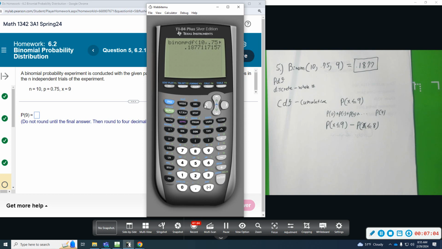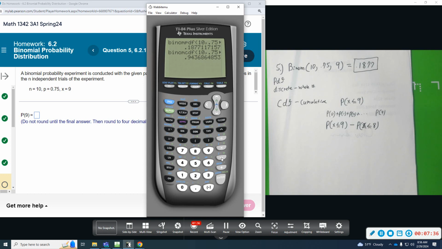Now with the cumulative distribution, if I do second bars, go down to distribution, I'm going to go CDF this time. So I'm going to do 10, 0.75, 9. Now what we really want is 9, but this is going to do 9 and add everything up. Okay. So if I do this, it shows me this number. So that's 0 through 9.